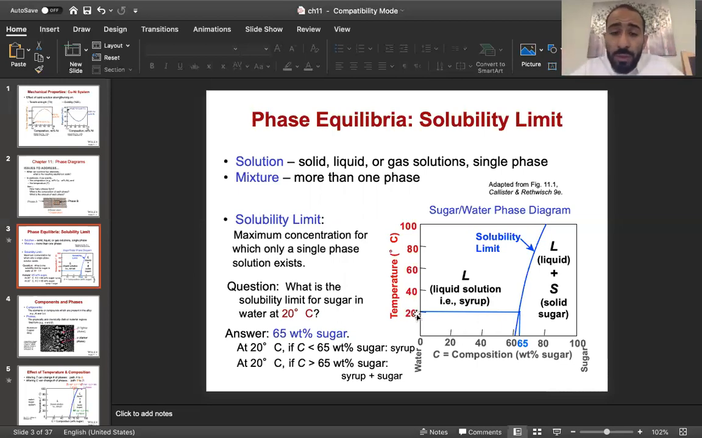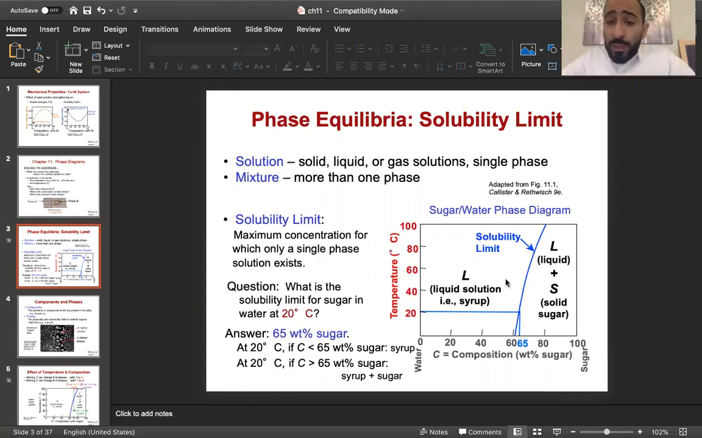So at this point, at room temperature, if you start to add sugar, you still have a liquid phase until you hit this line over here. Once you pass this line, you start to have two phases, liquid and solid. And the reason behind that is that there is a solubility limit for the water, right? So if we add more sugar, then the water cannot accommodate that sugar. What's going to happen is you're going to have two phases.